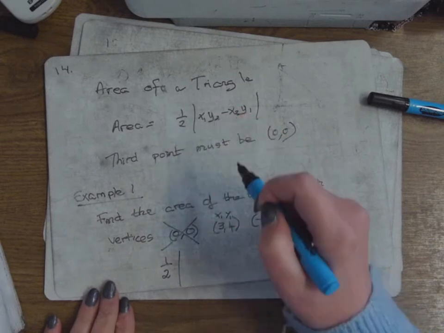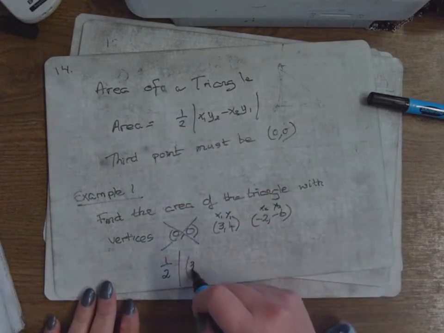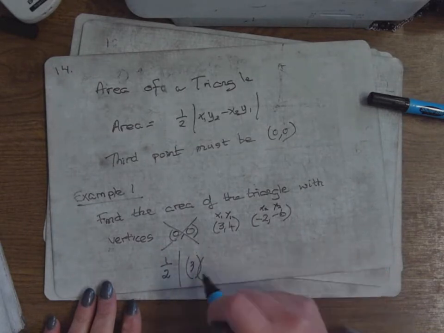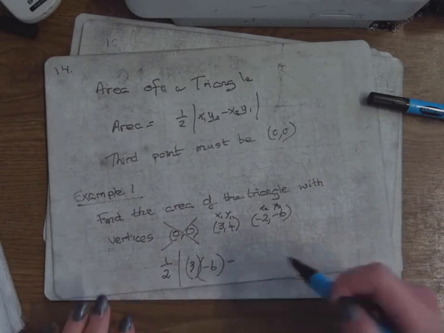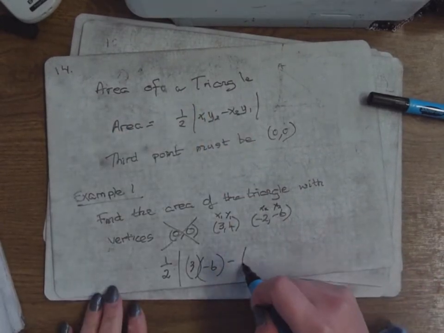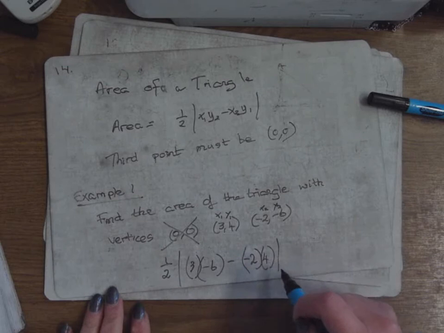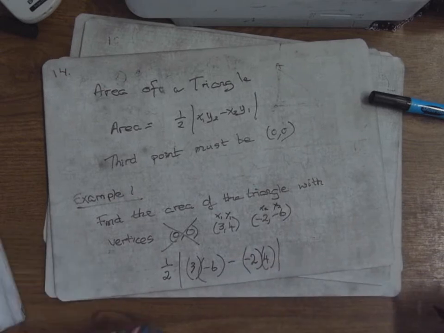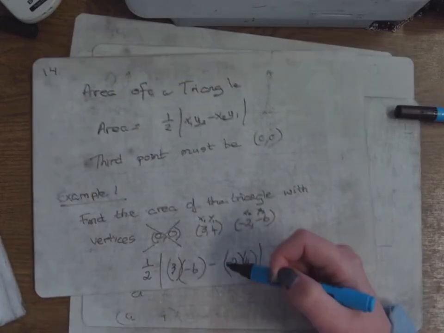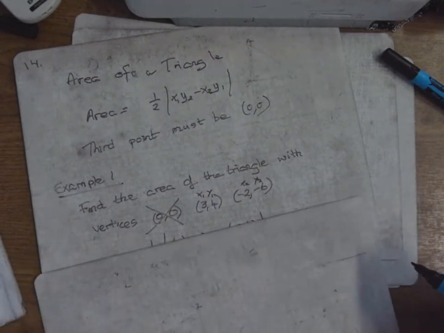So x1, y2 means x1 multiplied by y2. So it's 3 multiplied by -6. Okay, then there's a minus sign. And x2, y1 means x2 multiplied by y1. So x2 is -2 multiplied by y1, which is 4. Okay, is that alright? Into the calculator with that, if you want to press equals, and if there's a minus sign, drop it.